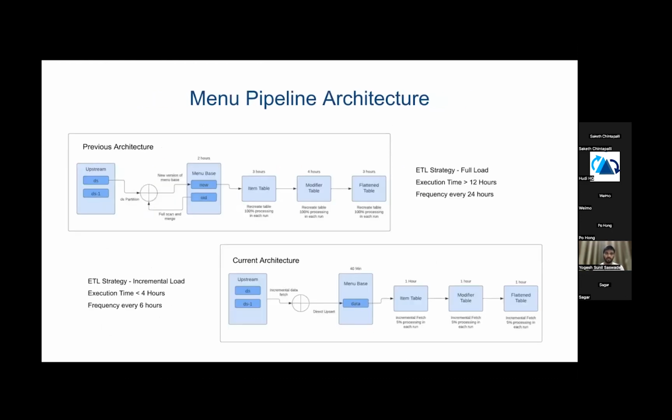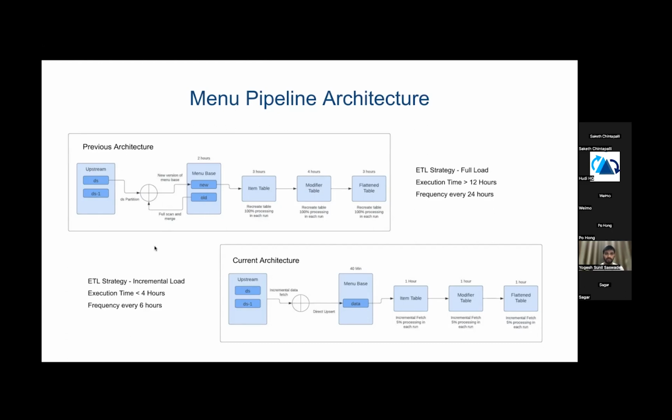This is the architecture before leveraging the Lakehouse ETL solution. So earlier, we used to have one upstream data set for menu data. And every time we would capture the previous partition from the upstream table, then join that partition using a full outer join with the menu base table, and do a full scan and merge to come up with the newer version of menu base data, and then ingest that data in the base table. And from this base, we create new tables sequentially. And for every downstream table, we are recreating that table. Basically, we are doing 100% processing in each run.